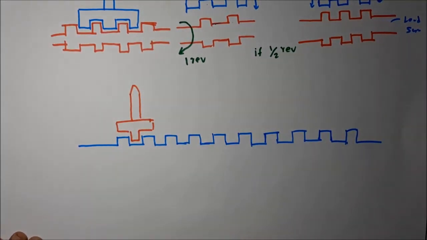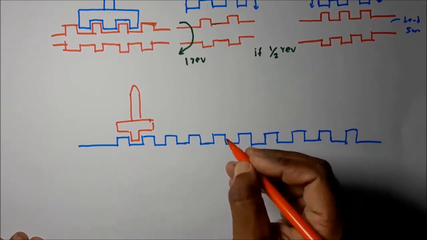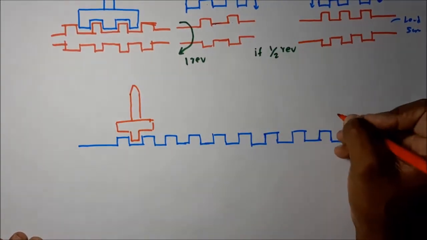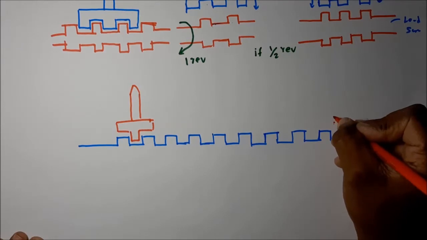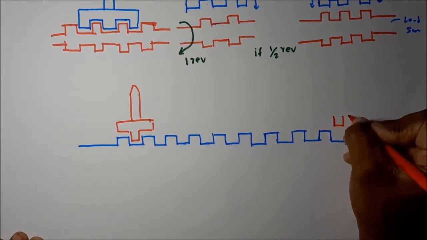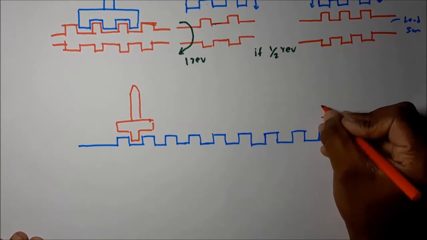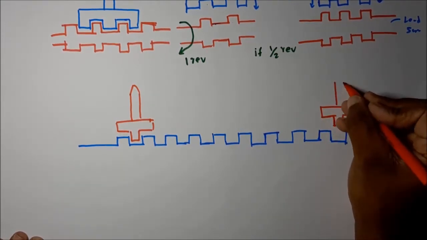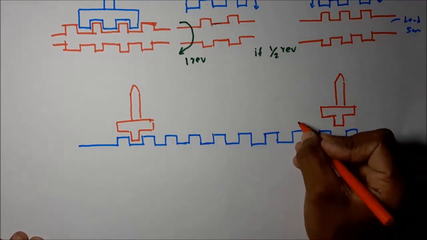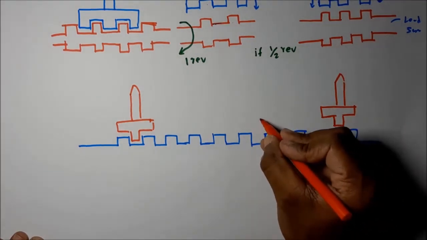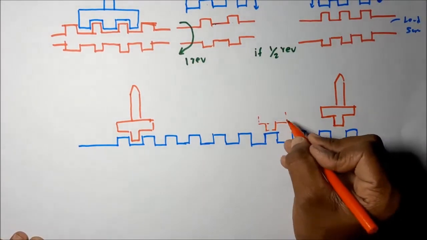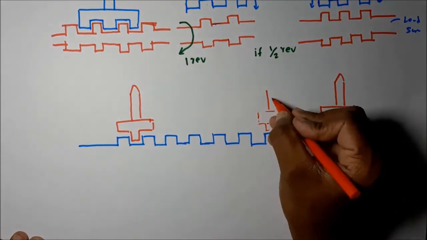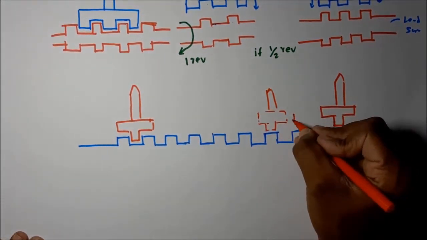Okay, then after doing the first cut, we have to take this half nut to this kind of position to engage. If we take somewhere in this kind of position, we can't engage, no? We can't engage the half nut. We can't engage the half nut to the lead screw.